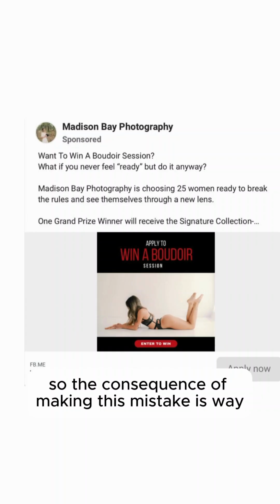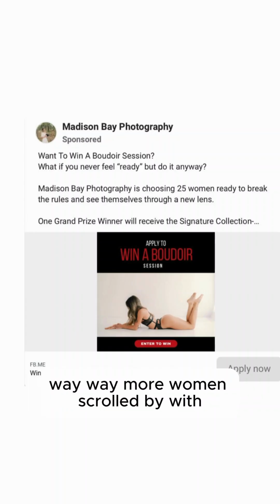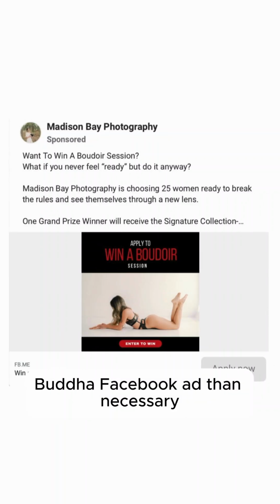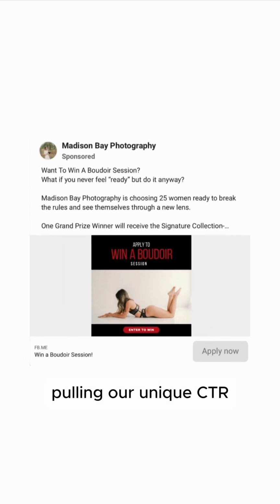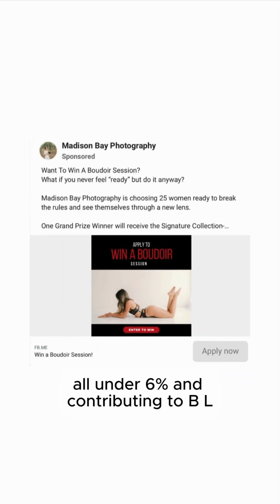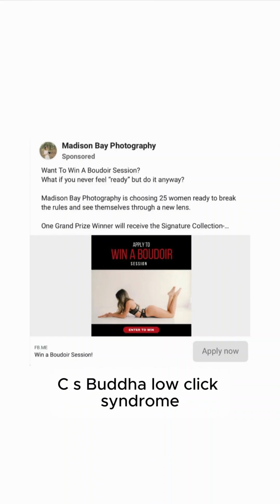So the consequence of making this mistake is way more women scrolling by our Boudoir Facebook ads than necessary, pulling our unique CTR under 6% and contributing to BLCS, Boudoir low click syndrome.